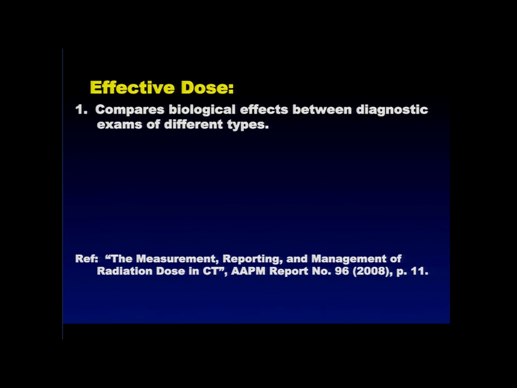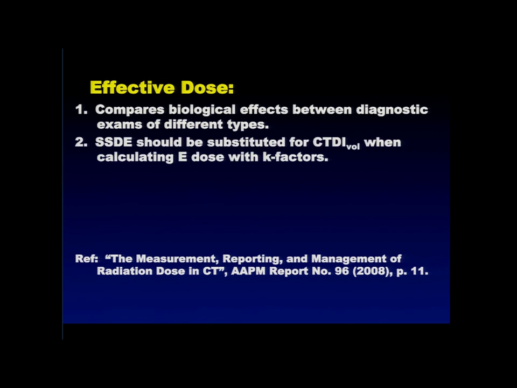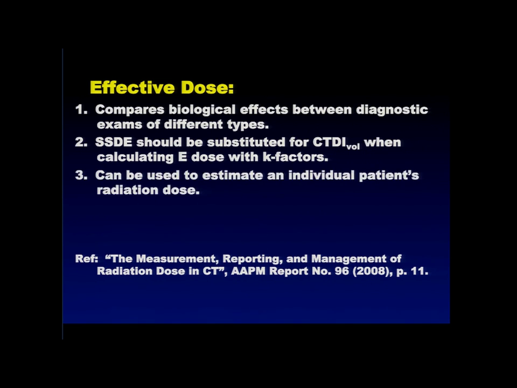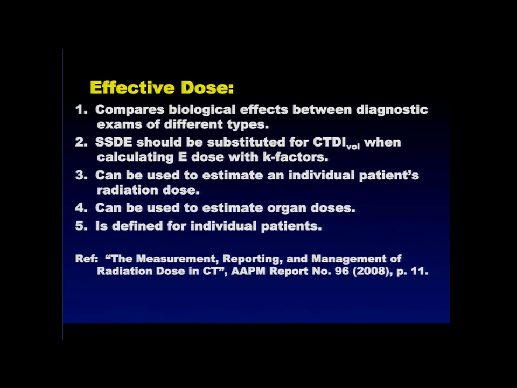So effective dose compares biological effects between diagnostic exams of different types. Should be substituted for CTDI vol when calculating E-dose with K-factors. Can be used to estimate an individual patient's radiation dose. Can be used to estimate organ doses. Is defined for individual patients, which is the correct answer. Number one. Okay.